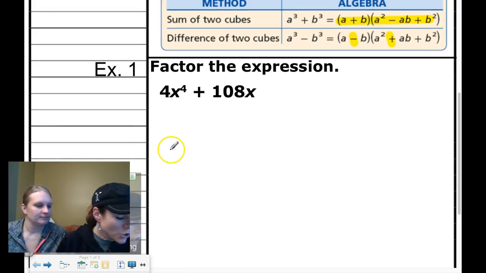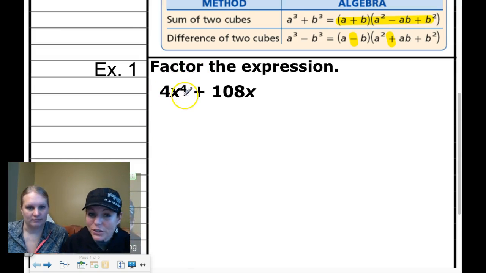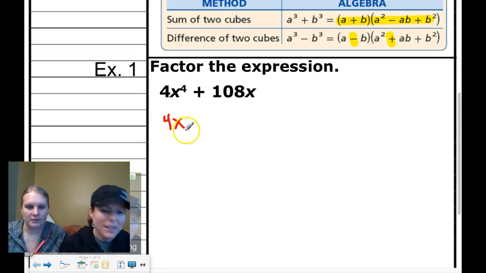Now, this is the trick of this. Whenever you're factoring, what's the first question we always ask? Is there a greatest common factor? Always ask that. Yes: x, and what else? Well, 4. Does 4 go into 108? You bet it does. So we're left with x cubed plus 27.